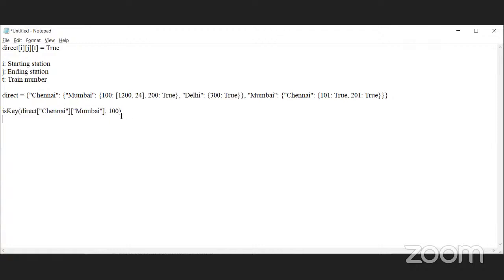But if you also want to know, okay, the train is there, but beyond that, I also want to know the distance traveled by that train and what is the duration, then this is not enough. In that case, you will not do this. You will do this: 100, and this will give you a list. And then you can do first of L and last of L, which will give you 1224. Just one more thing: if you want to store more information, you can add a third value over here, maybe the days on which the train is running, something like that.